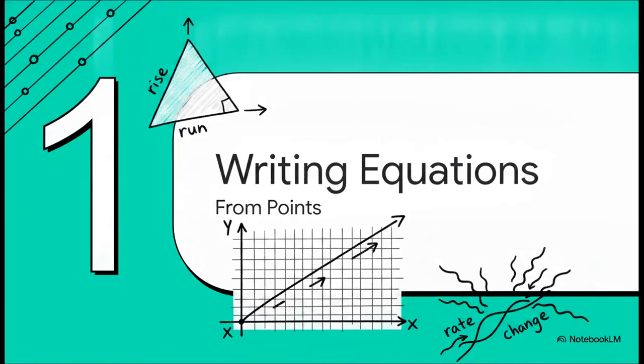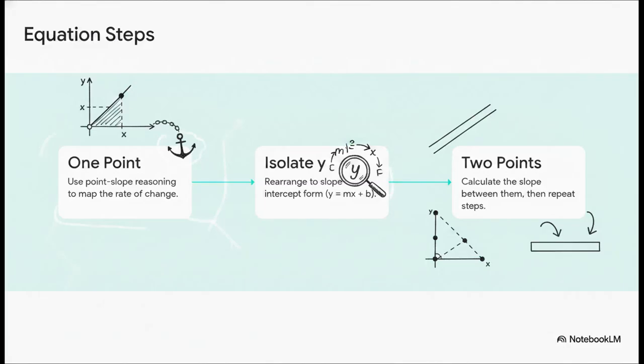All right, let's kick things off with section 1, writing equations from points. Now, before we can go comparing different lines to one another, we really need to know how to build a single line from scratch, using nothing but a coordinate point and a rate of change. We're literally building the foundation of linear equations here. To construct our equation, we follow a pretty logical progression. If you're given one point and a slope, you start with point-slope reasoning. This lets you anchor your line to that specific coordinate and just map out the rate of change from there.